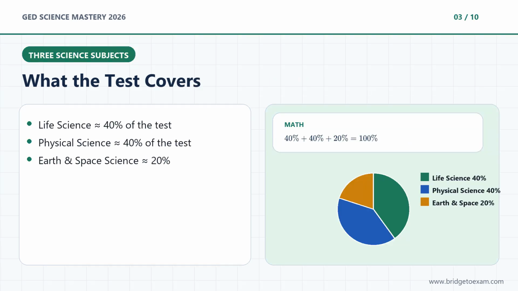Now, what is actually on the test? The questions come from 3 science subjects, and they are not weighted equally. Life science is about 40% of the test. Physical science is also about 40%, and earth and space science makes up the smaller slice, about 20%. So together, life and physical science are about 80% of your score. That tells you where to spend most of your study time. But every subject matters, and we will cover all 3 carefully.